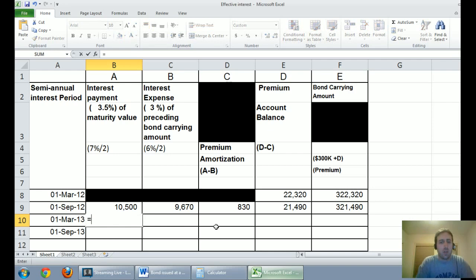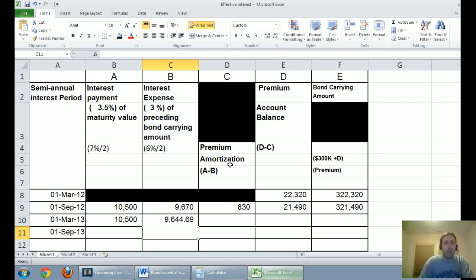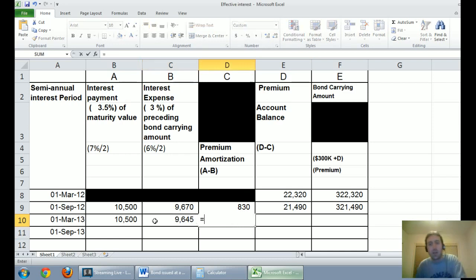Our interest payment, 3.5% of the bond's maturity. 3.5% times 300,000 is 10,500. Our interest expense, 3% of the preceding bond carrying amount. 3% times the preceding bond carrying amount, that's the carrying amount immediately before this line, 321,490, is 9,644.70, 9,645.